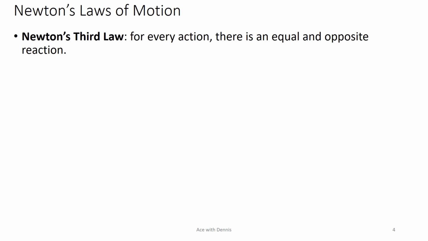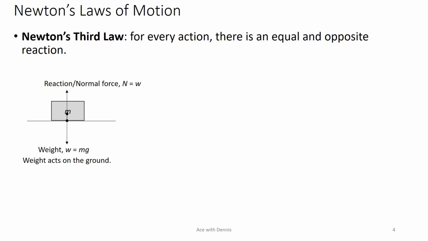Newton's third law states that for every action, there is an equal and opposite reaction. Now let's look at this object with a mass m. It applies a force of weight on the ground. At the same time, there is a reaction or normal force reacting onto the object. So there is an action and reaction pair of forces where the weight acts on the ground and the reaction force acts on the body.